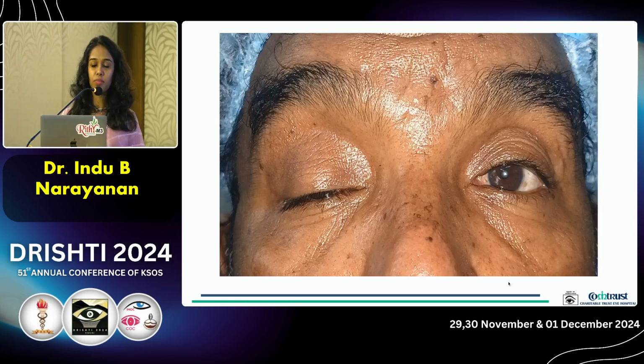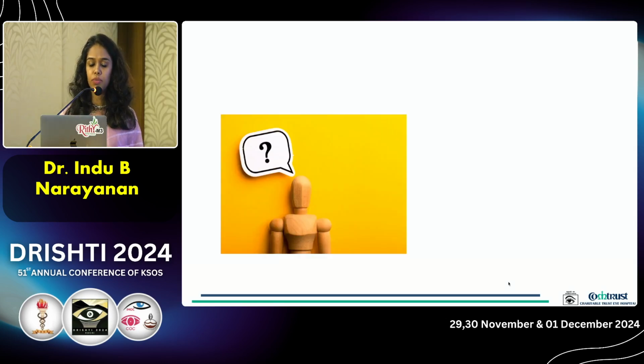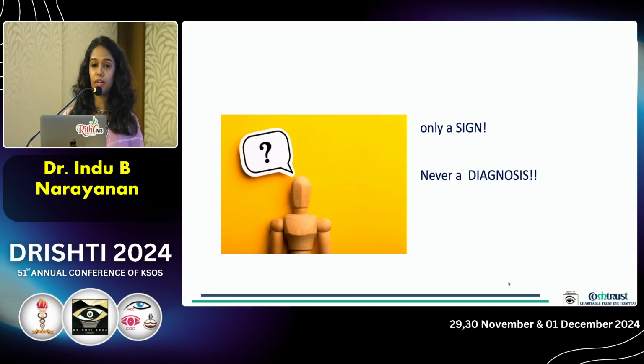So, ptosis or blepharoptosis, as all of you know, is the drooping of the eyelids. The 2 points I need to stress are that the head should be in the upright position and the gaze should be in the primary gaze. So, why do we need to evaluate a case of ptosis? It is only a sign, it is never a diagnosis.